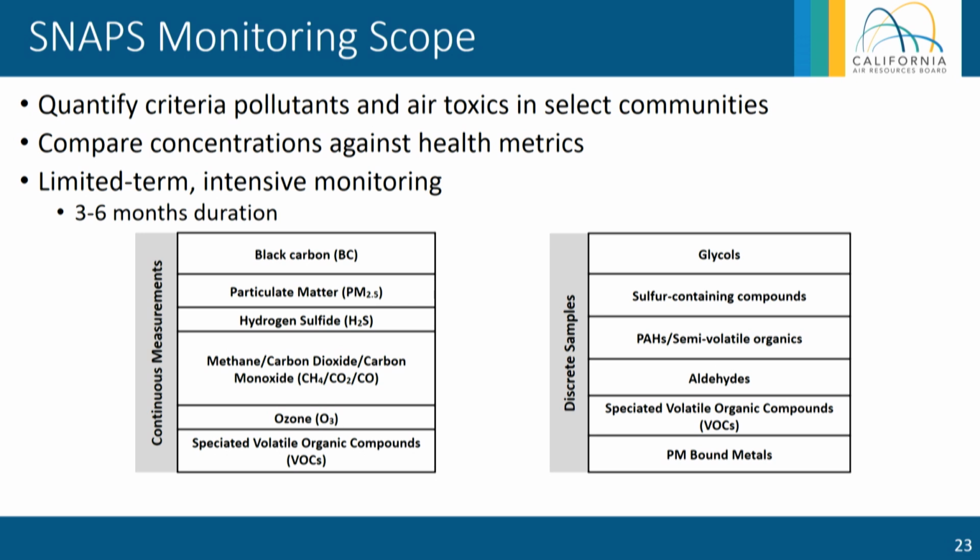And discrete samples are things that go back to the laboratories. We collect them in canisters and media, and they go back to the CARB lab, which we saw a presentation about earlier, and we also have a contract lab for the species that we don't have the capacity for. There are glycols, sulfur-containing compounds, PAHs, aldehydes, speciated VOCs, and then PM-bound metals. It's not on here, but we just got it going: we have a real-time XRF to do hourly PM10 metal concentrations. That will not be available online in real time. We haven't published that. It'll be available at the end of the study. So that's what all the discrete samples will be.